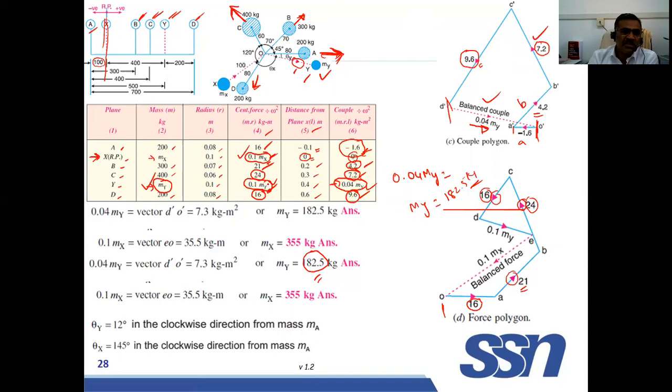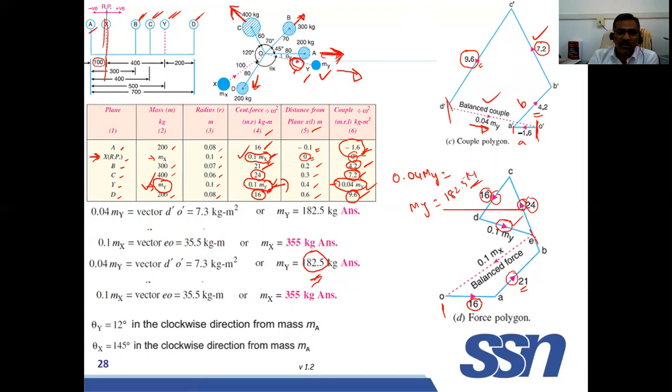Now you come to this. 0.1 my. What is my? It is 182.5 multiplied by 0.1. It will give some 18.25. What is the direction? This is a direction. This is 0.1 into my, and my is 182.5. So this also we know.